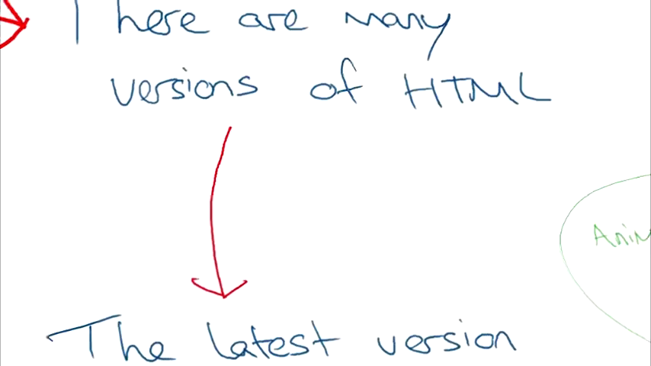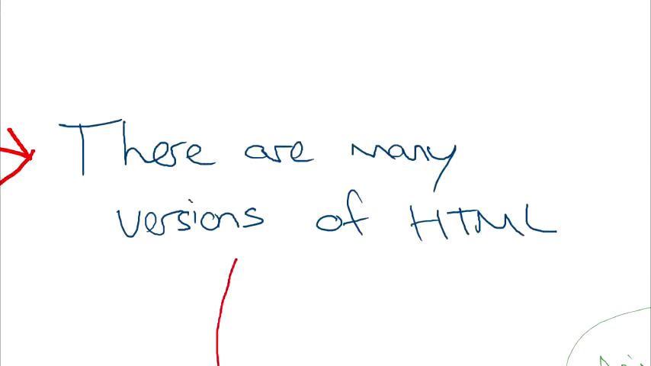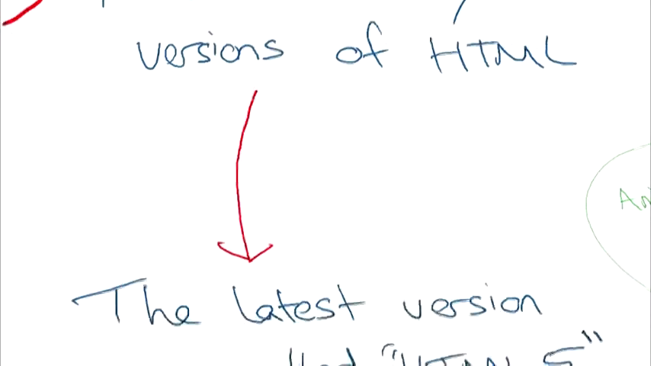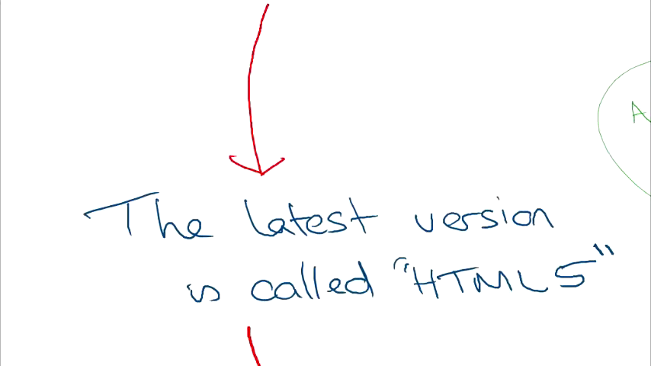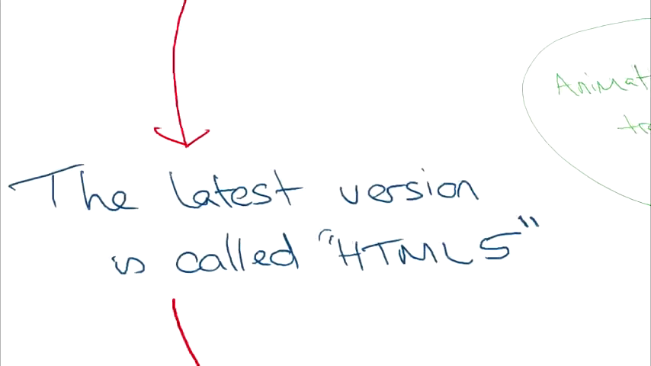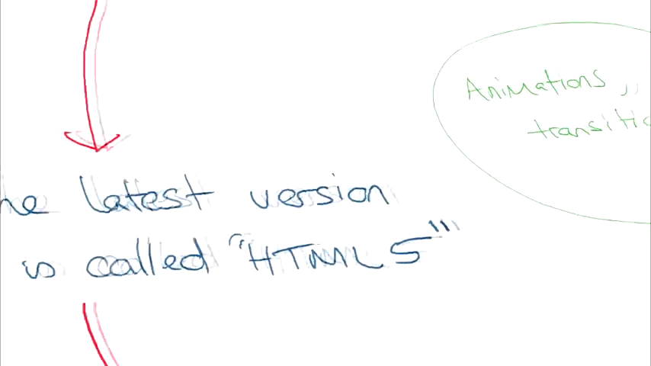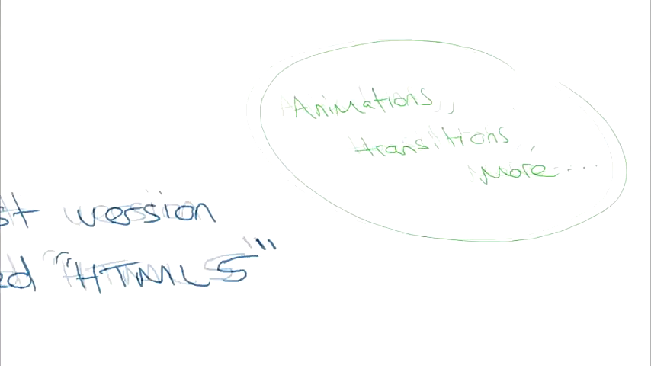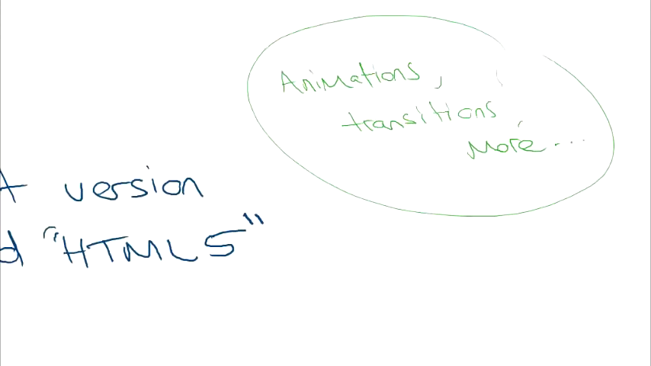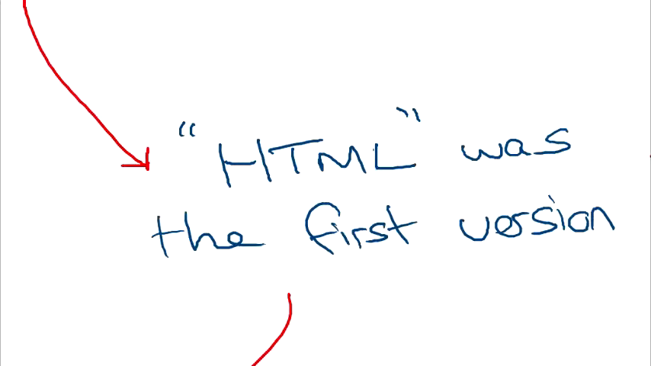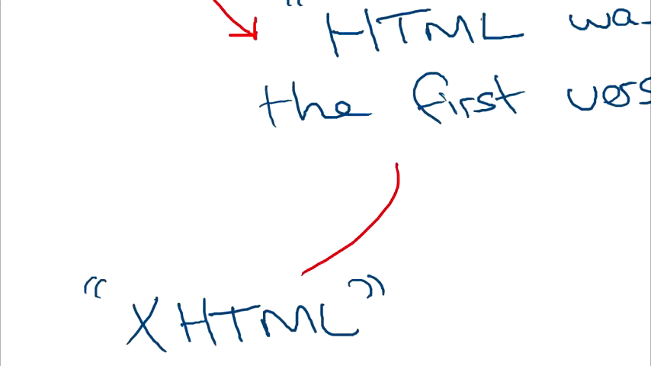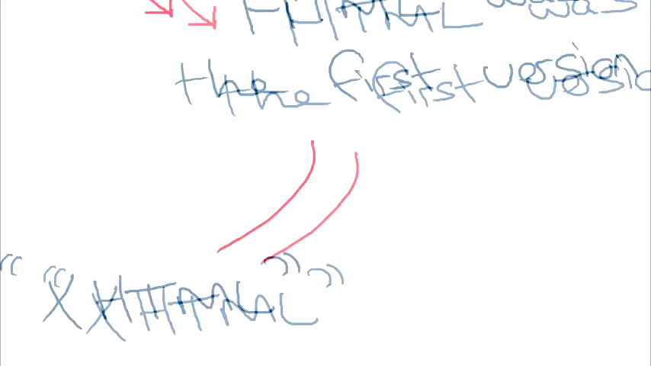Now, there are many versions of HTML. We refer to it as HTML, but the current version of HTML is actually called HTML5. This new version is kind of a more streamlined version of HTML. It's added in a lot of things like animations, transitions, and more. Obviously, HTML was the first version, and we also had other ones like XHTML, which is kind of a step towards HTML5.